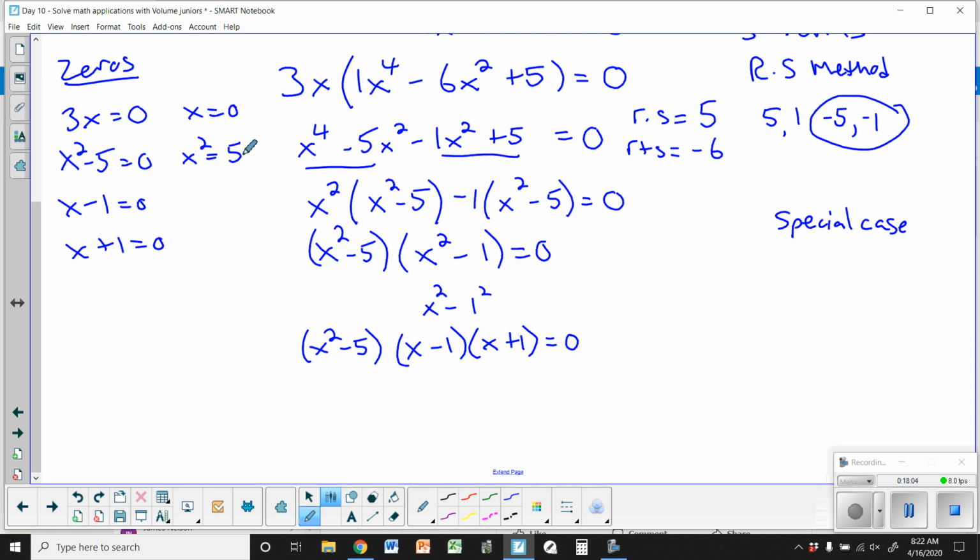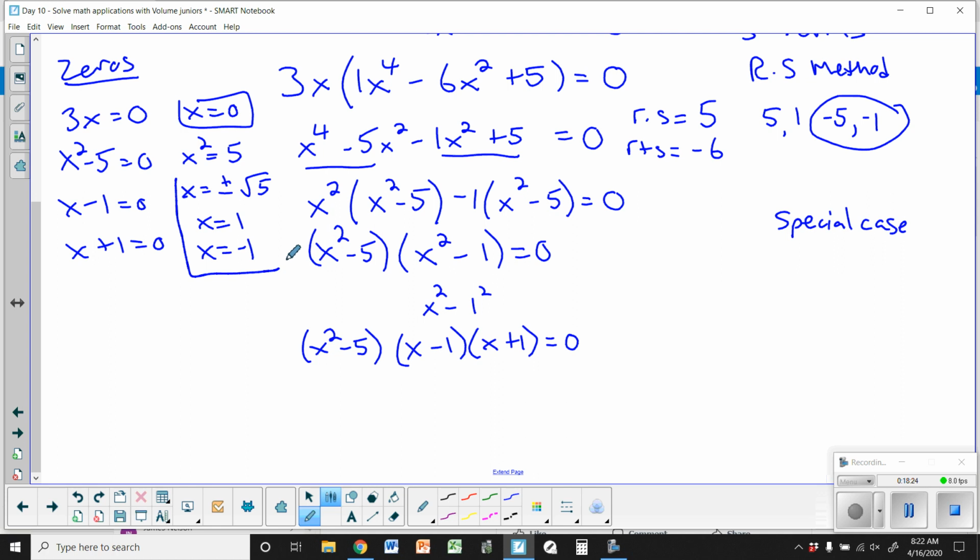Something squared equals a number, so it's going to be x equals plus or minus the square root of that number. Can't simplify. And then add 1 to both sides, so x equals 1. Subtract 1 from both sides, x equals negative 1. So our zeros are here.